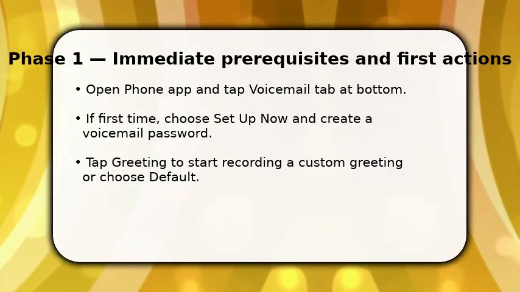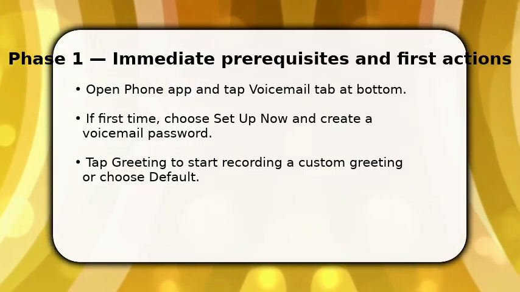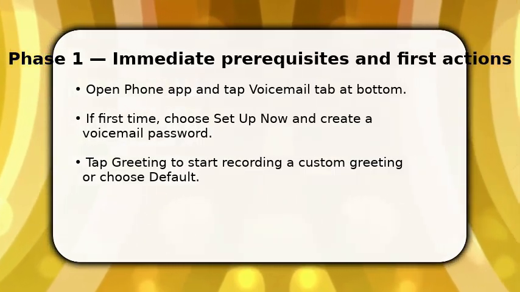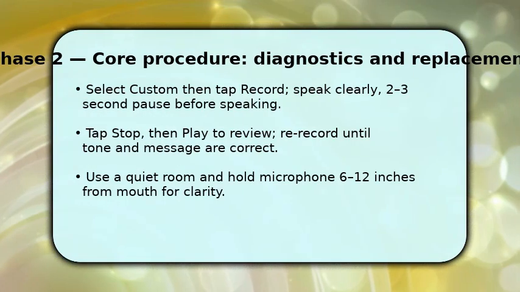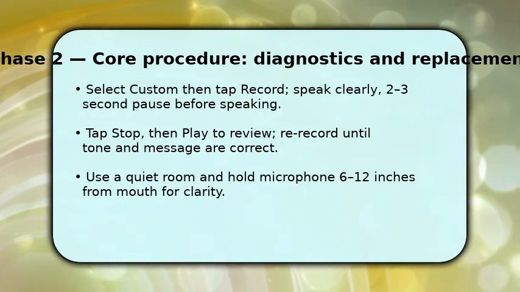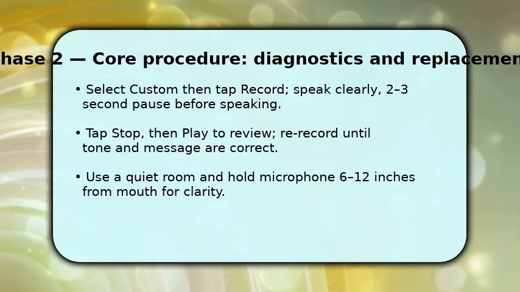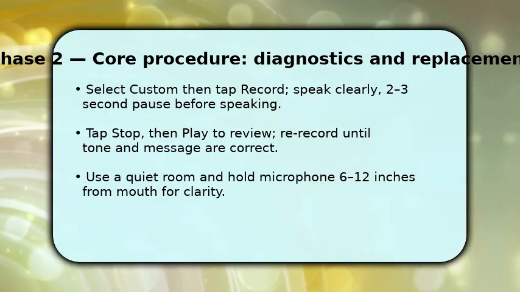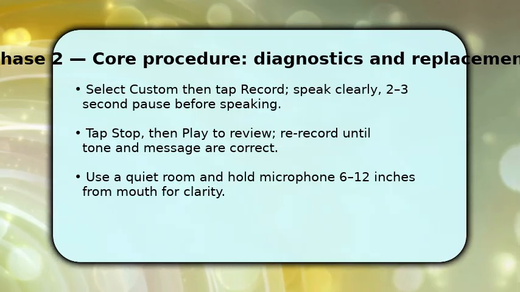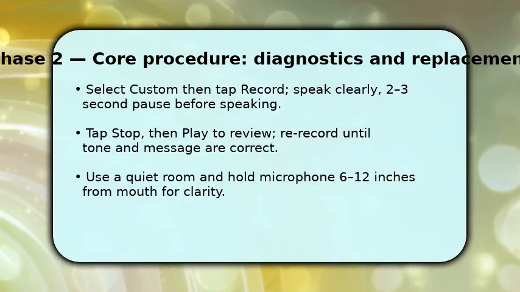Make sure your phone has signal. Visual voicemail needs carrier support, then move to recording. Once you choose Custom, tap Record and speak naturally. Pause a beat before you begin so the start isn't cut off. Say your name, business, or a short instruction. Concise messages result in fewer lost callers.